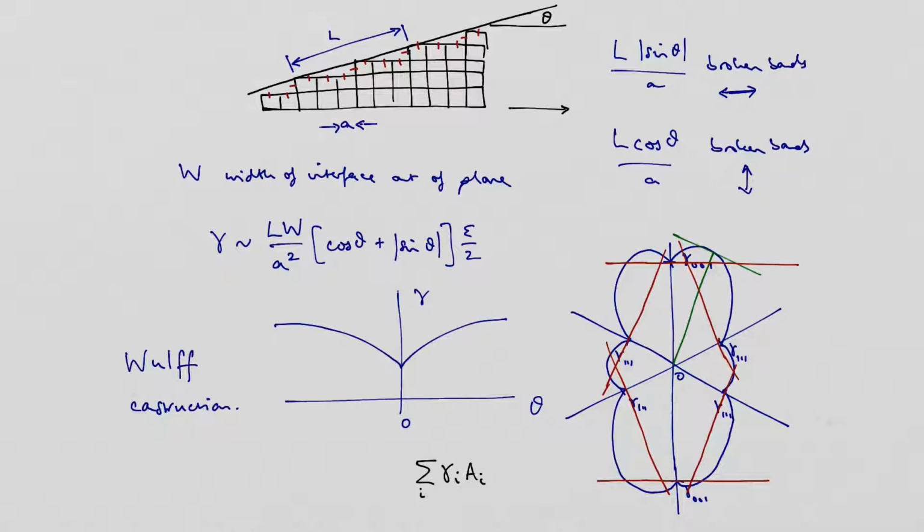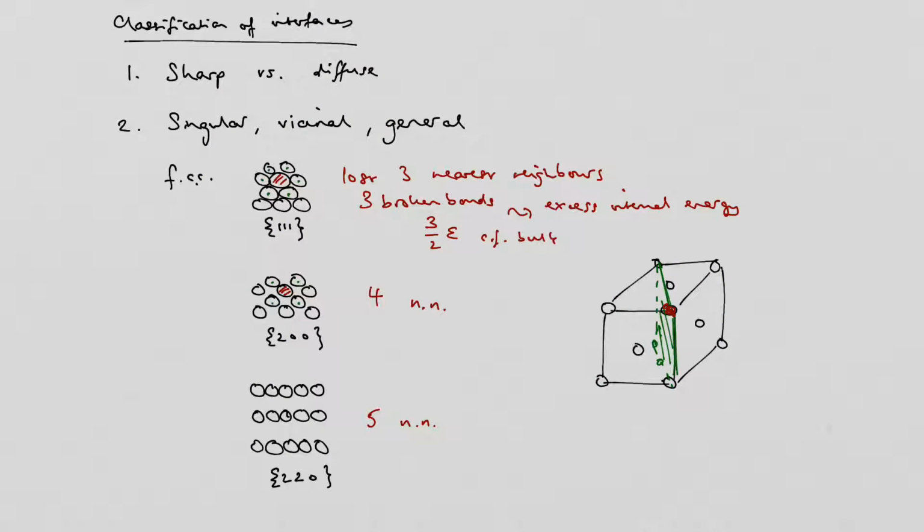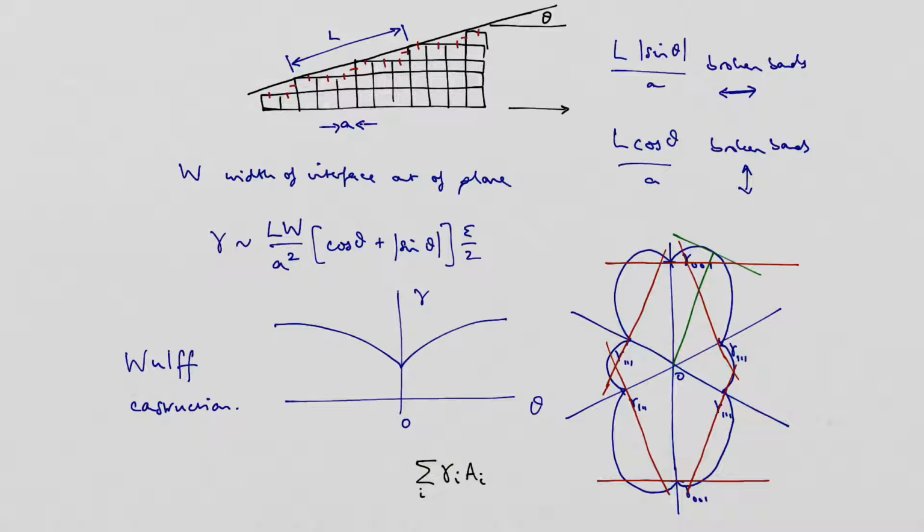All right. So, just to be clear, because I started out by talking about singular versus vicinal versus general, I better explain what those are. Singular is one that has a cusp. A singularity, if you like, in the gamma plot. A particular orientation that has particularly low energy, right? And you recognise it because it's just a low index surface.